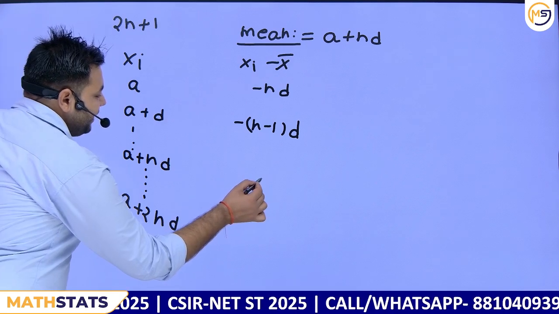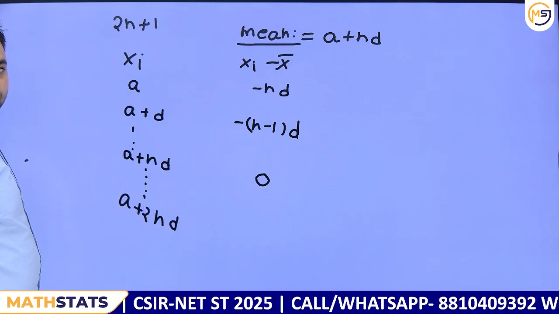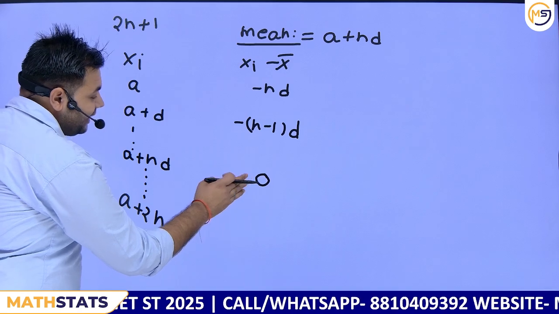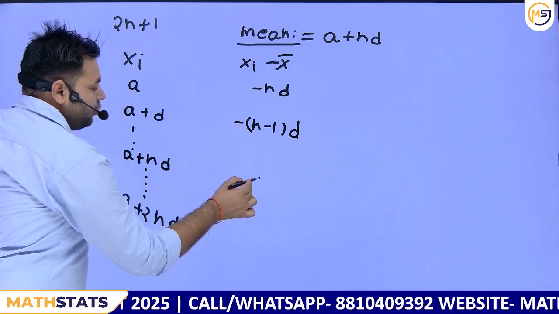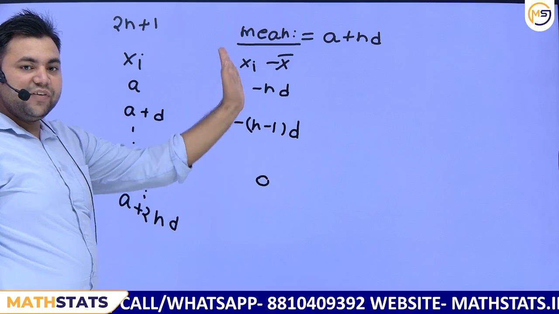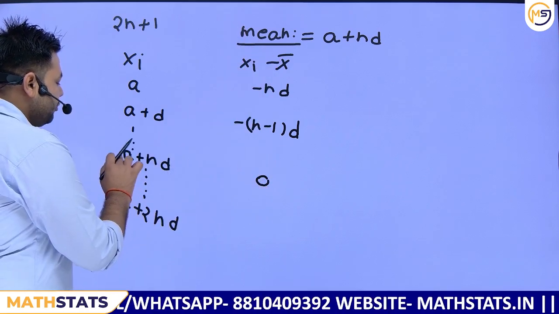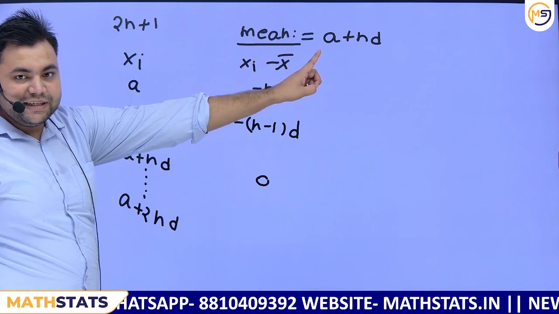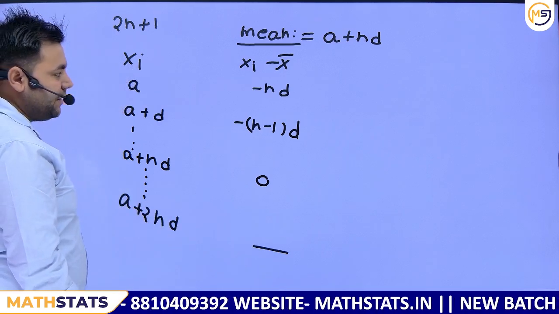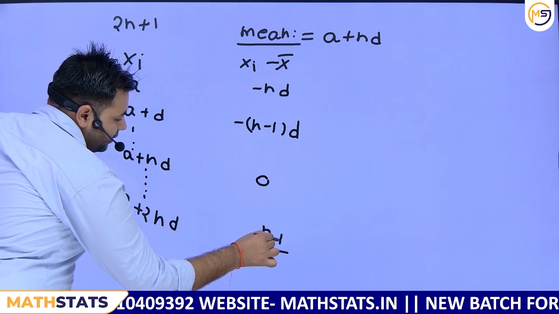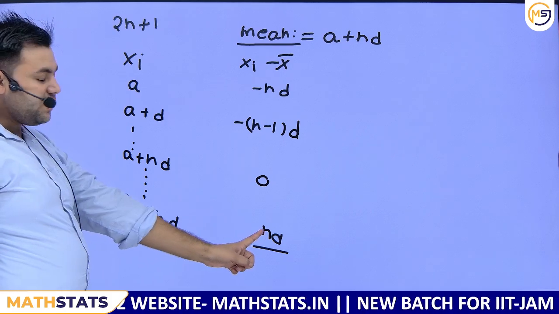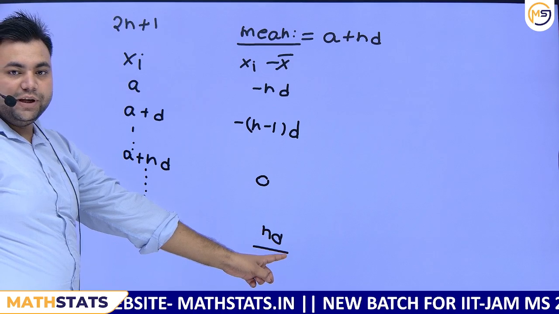Okay, so here not the mean is 0, here the deviation is 0, meaning xi minus x bar equals 0, because when you subtract a plus nd minus a plus nd, you will get 0 here. And what is the value of xi minus x bar in the last term? This equals nd, right? This equals nd, n into d.